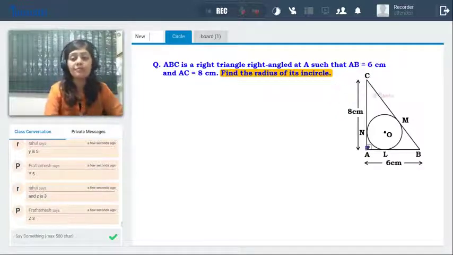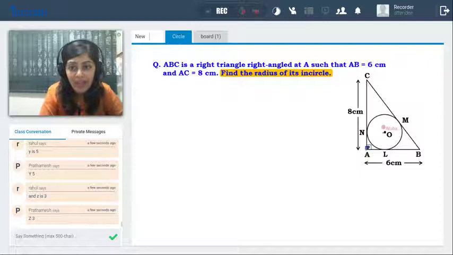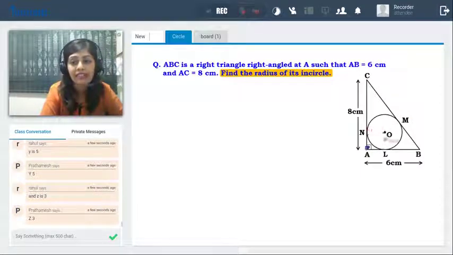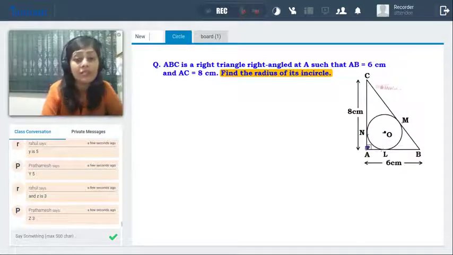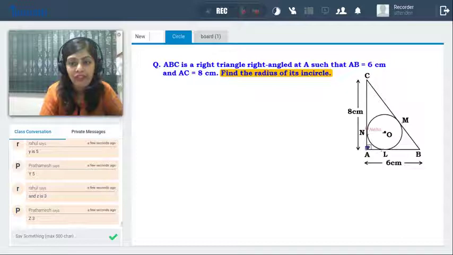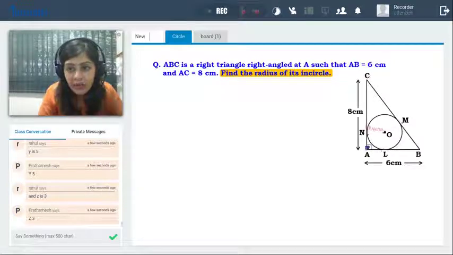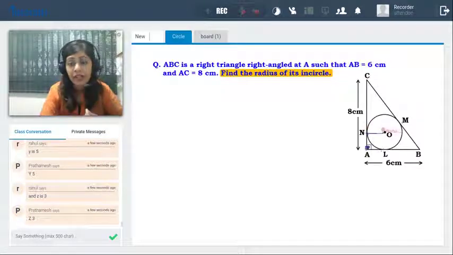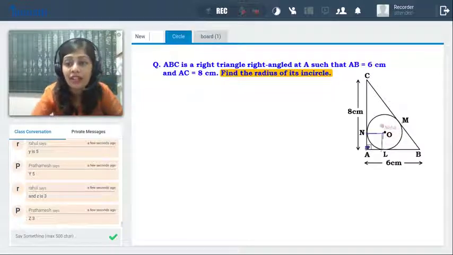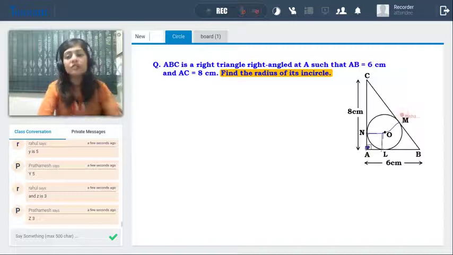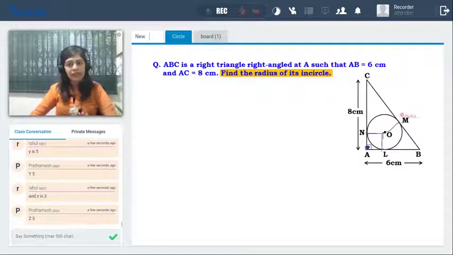Students, I have always mentioned, whenever you have a center of a circle and points of contact, pay attention, we have 3 points of contact because sides of a triangle are tangents to the circle. So we have point of contact N. Let's join radius ON. Also, we are going to join radius OL. And let's join the third radius OM. So we have joined this much.